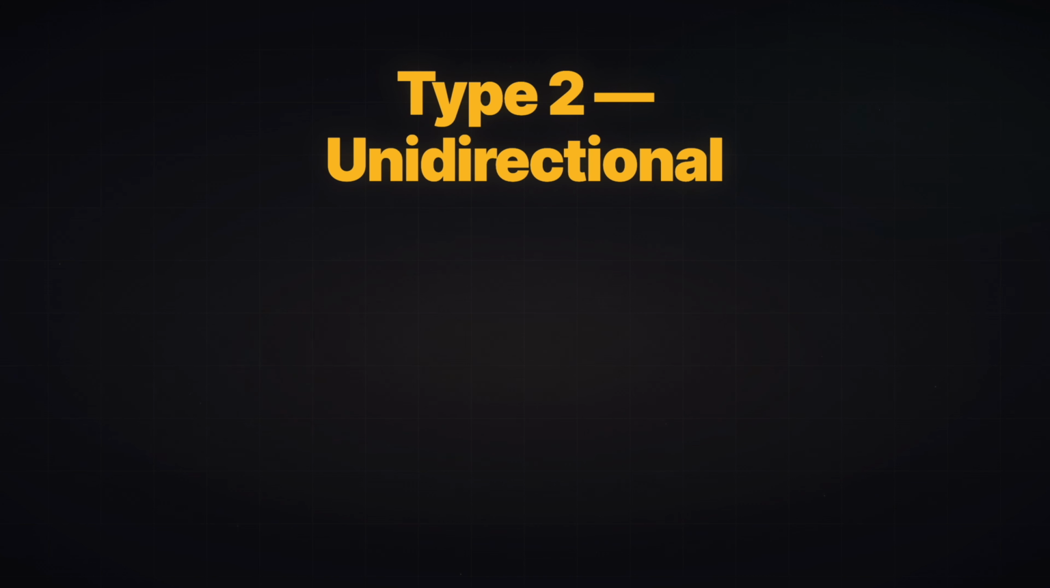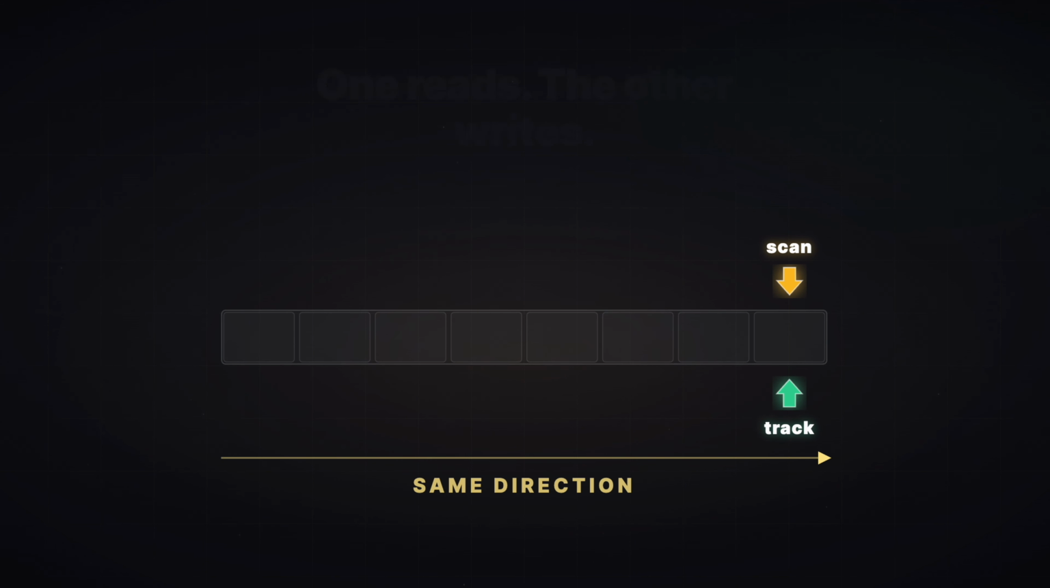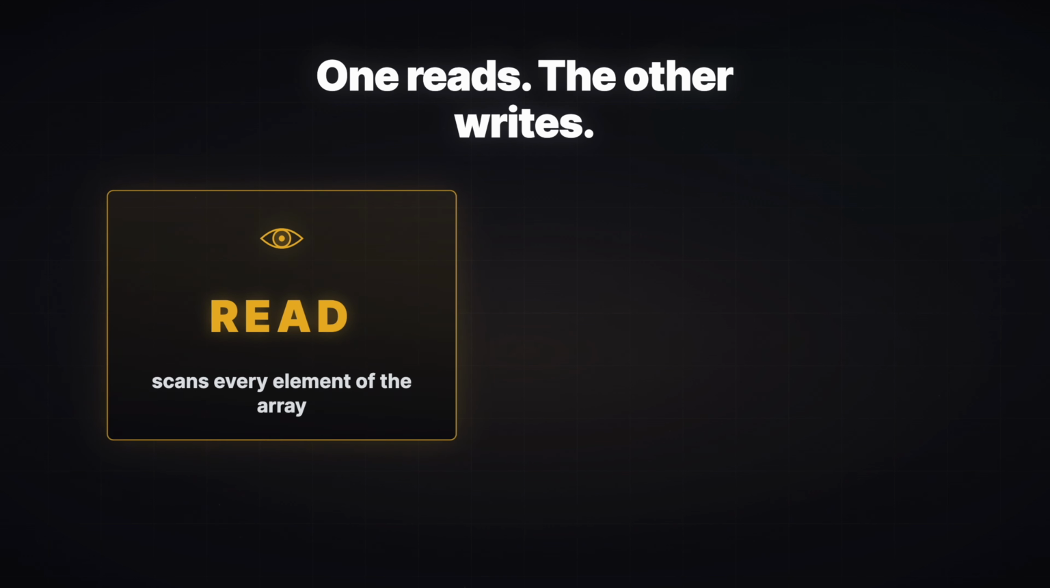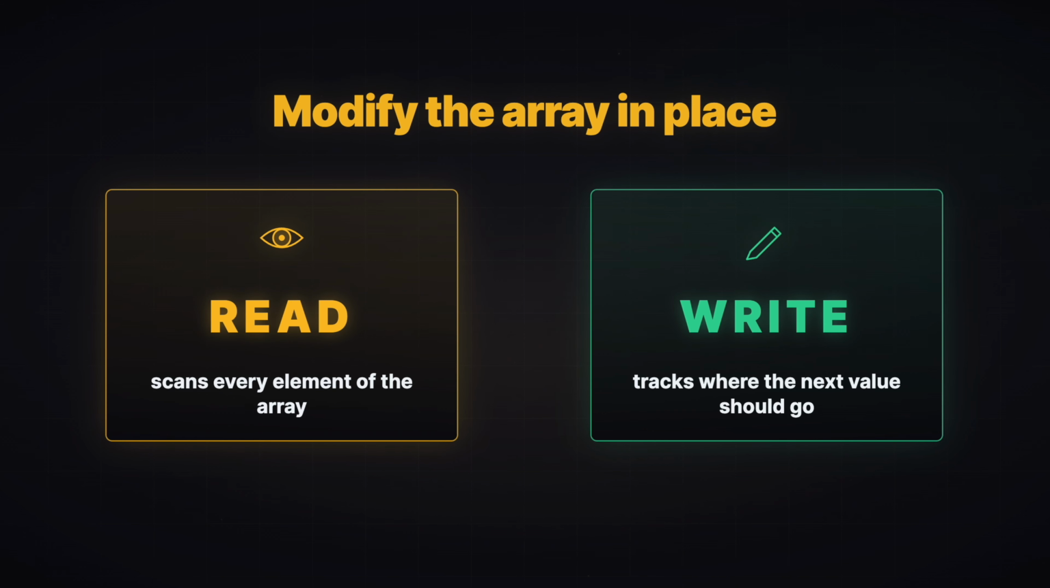The second type is unidirectional traversal. Here, both pointers move in the same direction. Usually, one pointer scans the array. The other pointer tracks a useful position. A simple way to remember this is one pointer reads, the other pointer writes or tracks. This pattern is very useful when we want to modify an array in place.